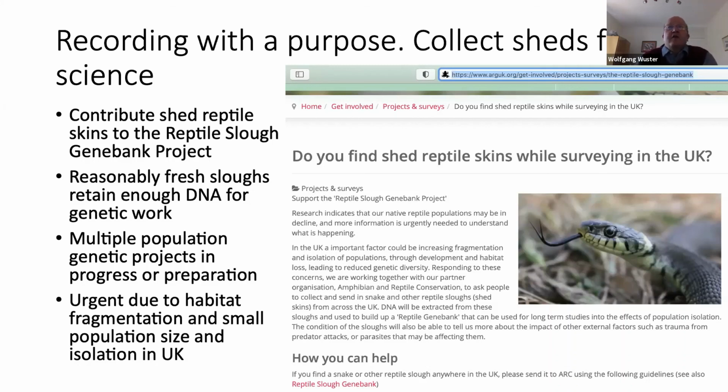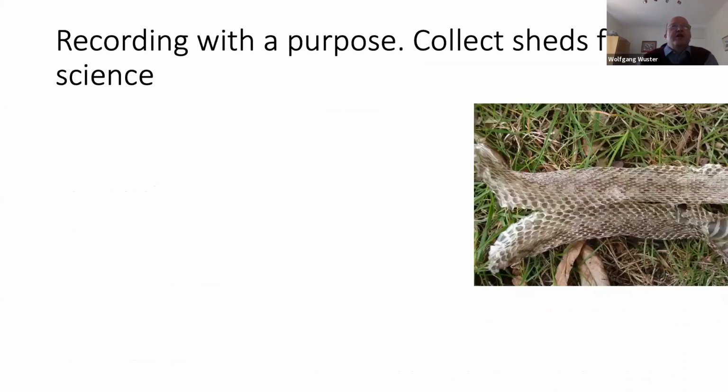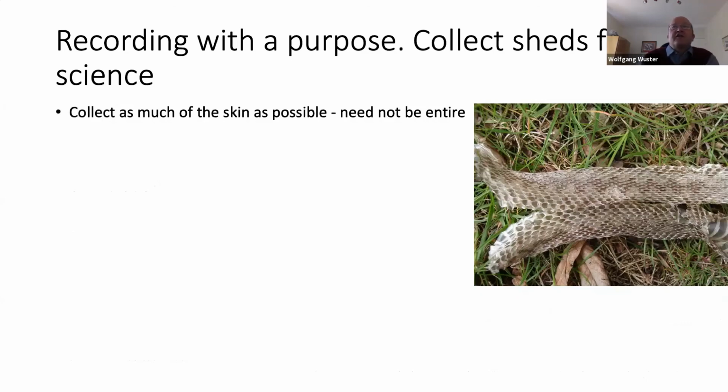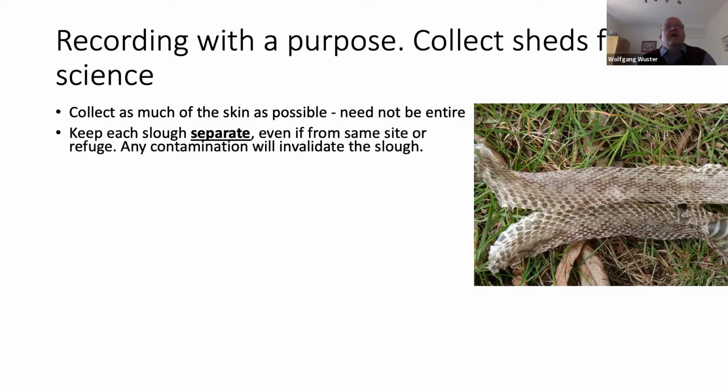Now, because reptiles conveniently shed bits of skin all over the place, which can be identified and used for DNA, ARG UK is running a sort of reptile slough gene bank project. The basic idea is that if you find a reasonably fresh reptile shed, then collect it. It doesn't have to be entire, although obviously as much as possible is great. If it's been there for weeks and it's in a million bits, then there's probably not much point. But if it's reasonably fresh and intact, then yes, definitely.